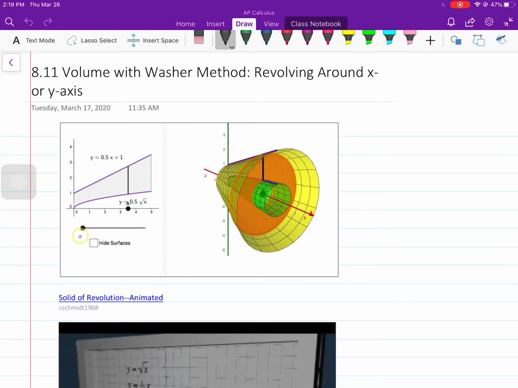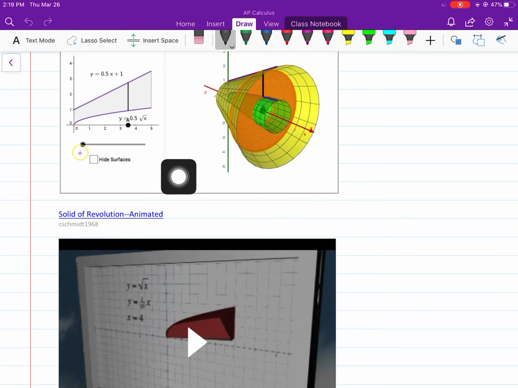This is my all-time favorite method. This is the washer method. So what's going on here is we're going to take basically the distance between two functions and revolve that around the x or the y-axis or some other axis, as you'll see in the next section.